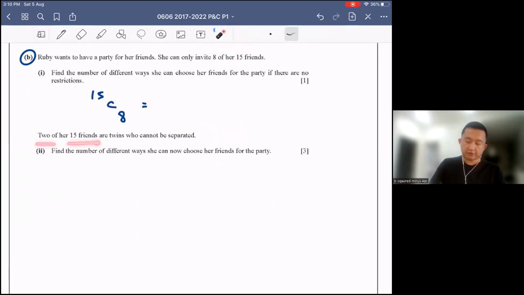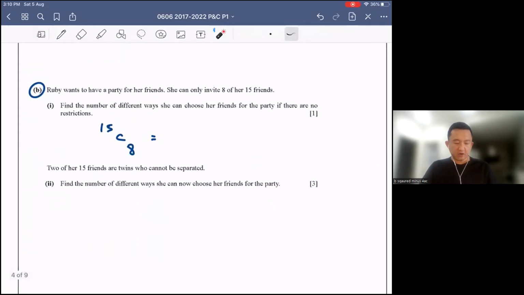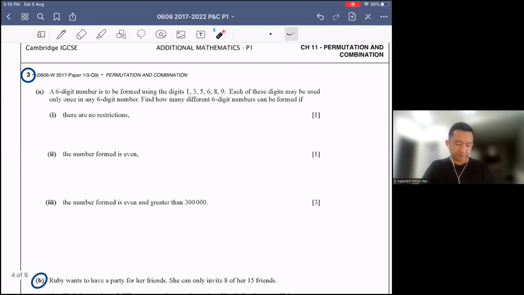2 of her friends are twins that cannot be separated. Oh, it's the same thing, right? It's the same question as just now. Either case 1, both of them are selected, or case 2, both of them are not selected. They cannot be separated. So same kind of questions, we skip.